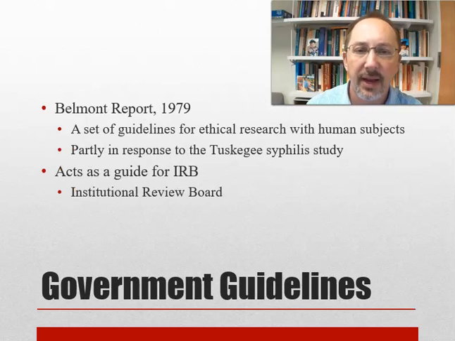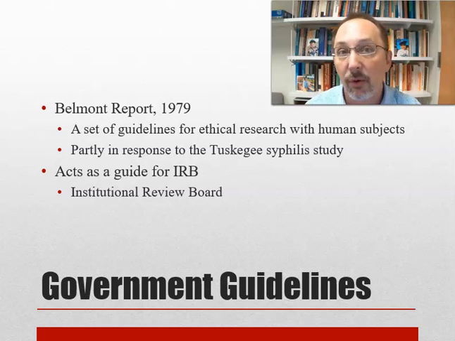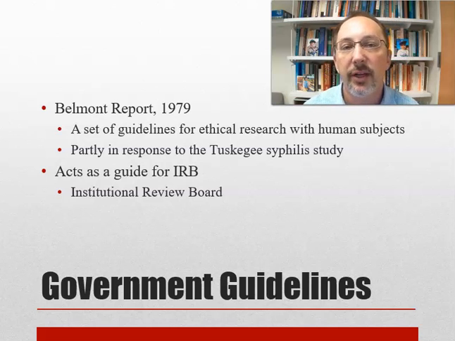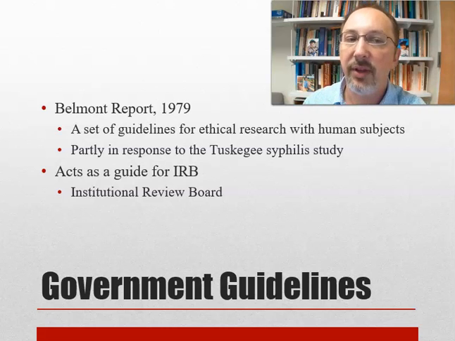When we look at government guidelines, the Belmont Report came out after, remember, the Tuskegee syphilis study ended in 1972 due to public outcry, because people were like, what in the world is happening? And it was in 1979 that a report was put together that acted as a guide for the IRB, the Institutional Review Board. Now, the IRB reviews studies that come into a university or a college or anything.